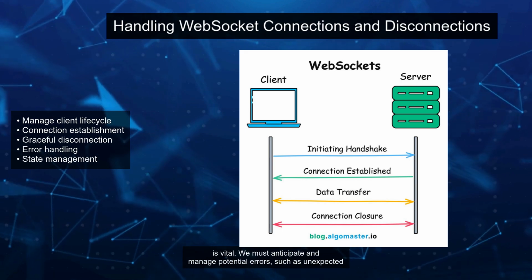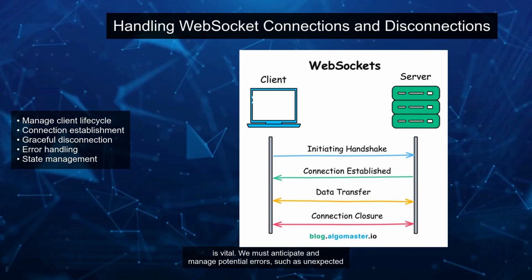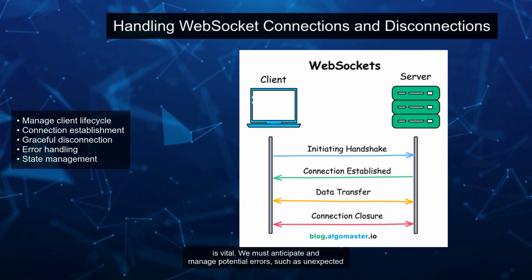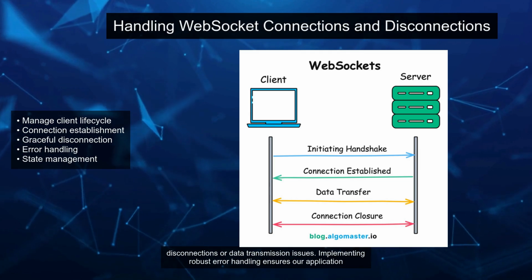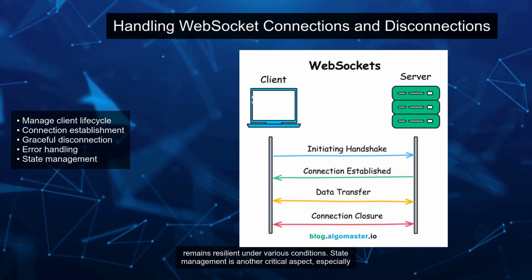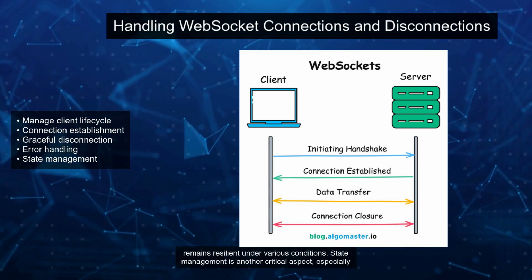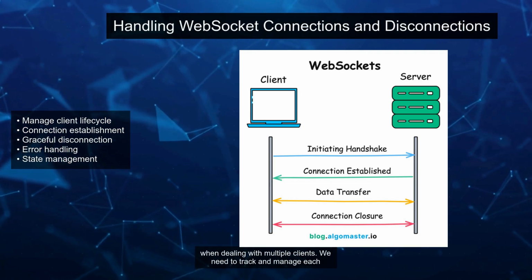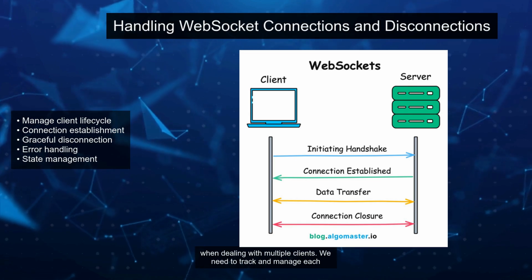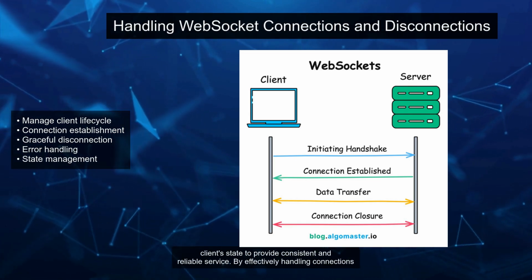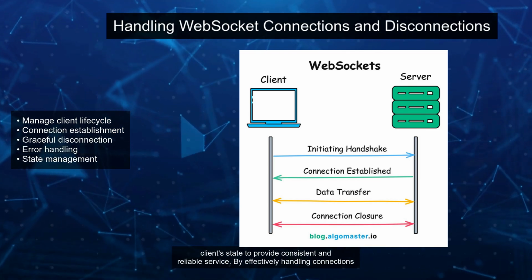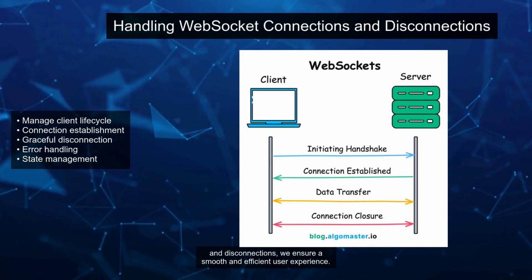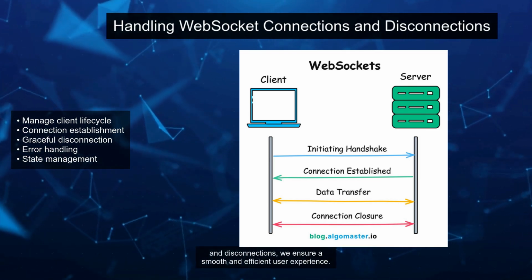Additionally, error handling is vital. We must anticipate and manage potential errors, such as unexpected disconnections or data transmission issues. Implementing robust error handling ensures our application remains resilient under various conditions. State management is another critical aspect, especially when dealing with multiple clients. We need to track and manage each client's state to provide consistent and reliable service. By effectively handling connections and disconnections, we ensure a smooth and efficient user experience.